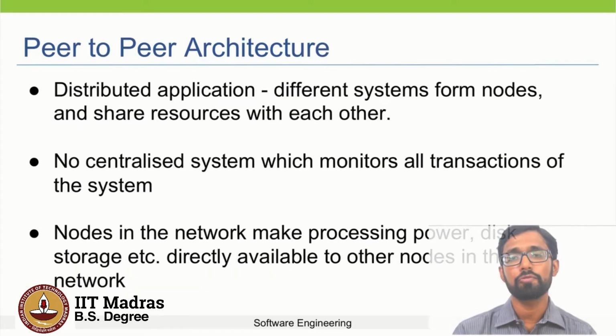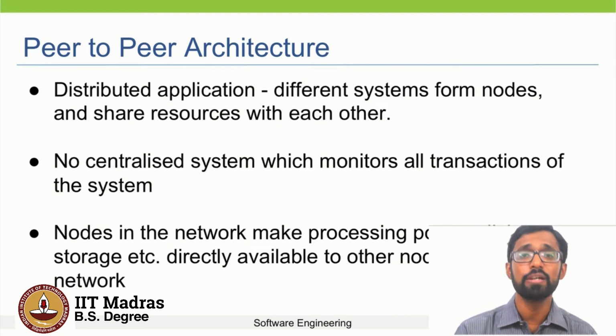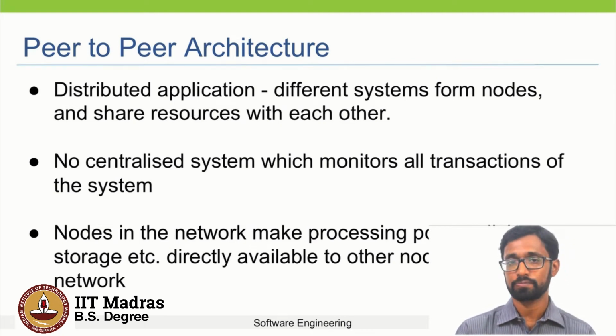Another type of software architecture is known as peer-to-peer or P2P. So P2P architecture is nothing but a distributed application where different systems form nodes and they share resources with each other.